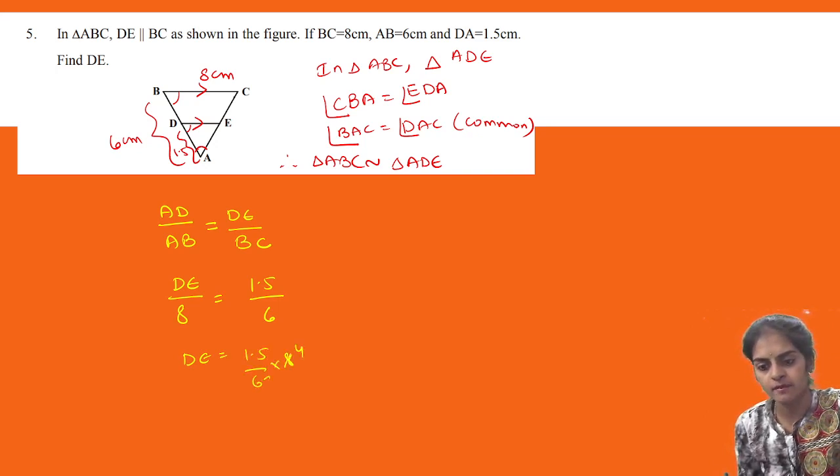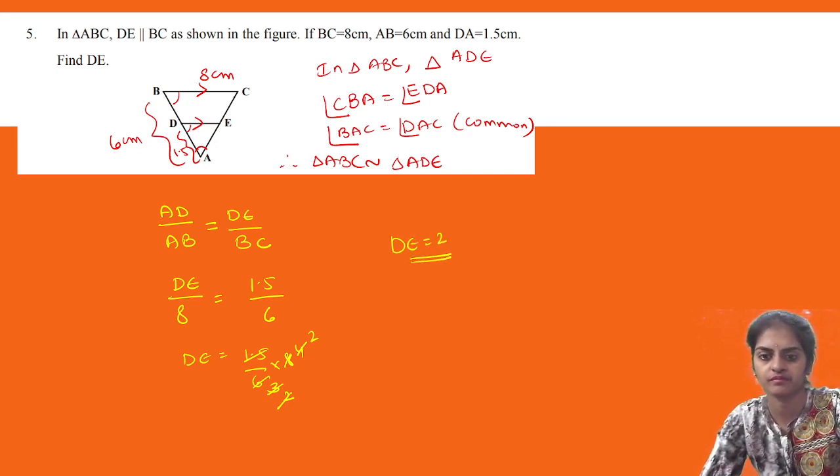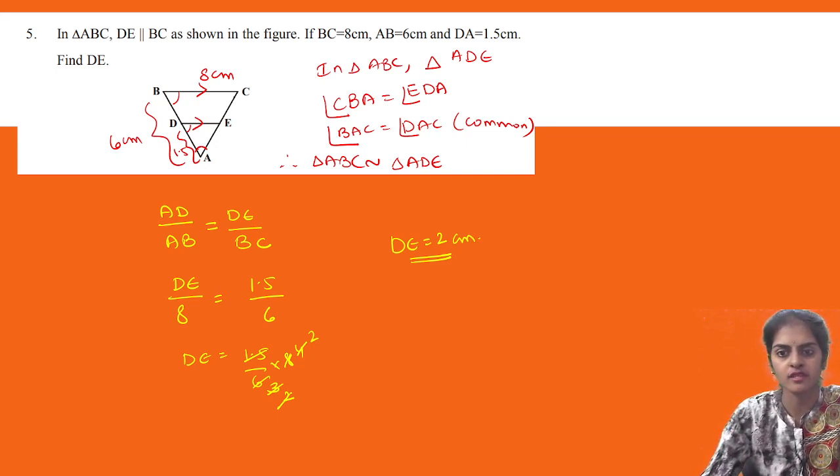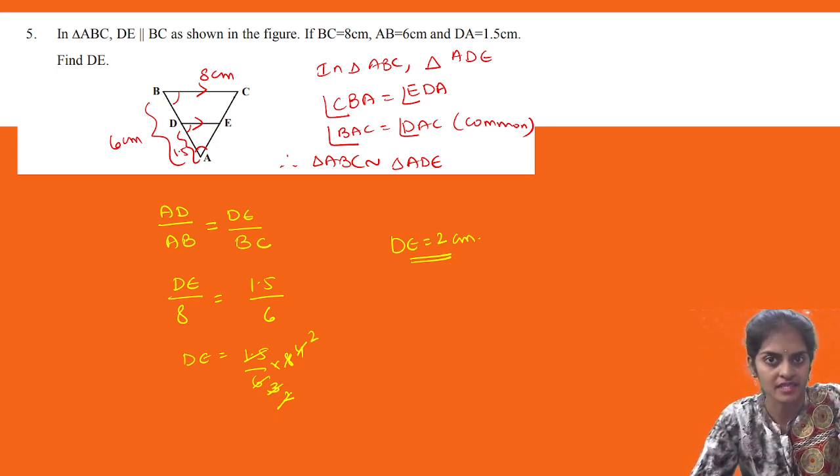So 2 4 times, 2 3 times, 3 1 time. So 1.5 1 time, 1.5 2 times, 2 1 time, 2 2 is. So DE is simply 2. Got the point, people? Okay. So 2 you can write centimeters here. Units are centimeters because everything is given in centimeters.